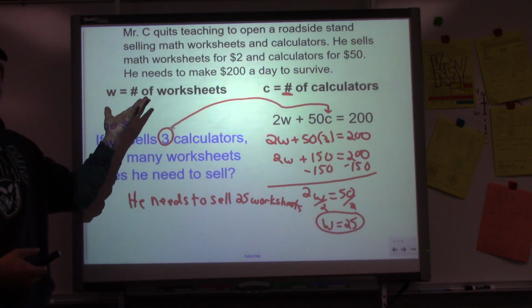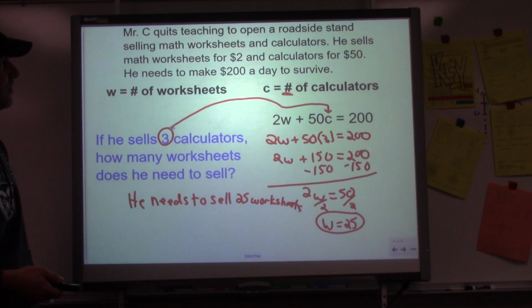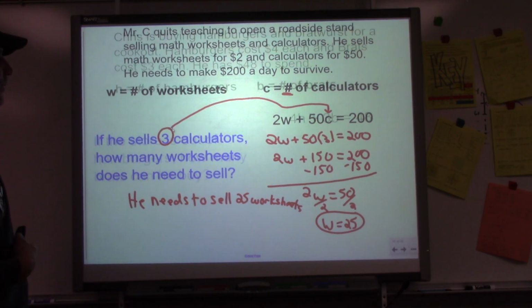Think this is a good plan for me after teaching? Roadside stand selling math worksheets and calculators? I think that's a failed business model.